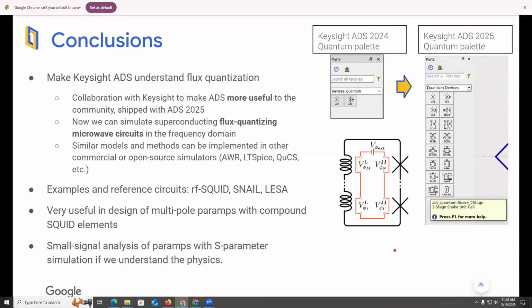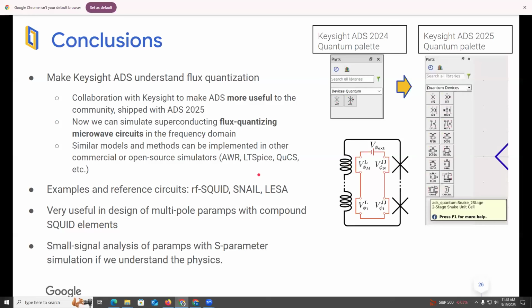That basically brings me to my conclusion. Again, I want to emphasize that this work was done with Keysight. When we started this work, ADS 2024 had 2 elements in its quantum library. Now ADS 2025 has a much richer quantum device library, with a number of SQUID, SNAIL, and multiple junction models. So give it a try.